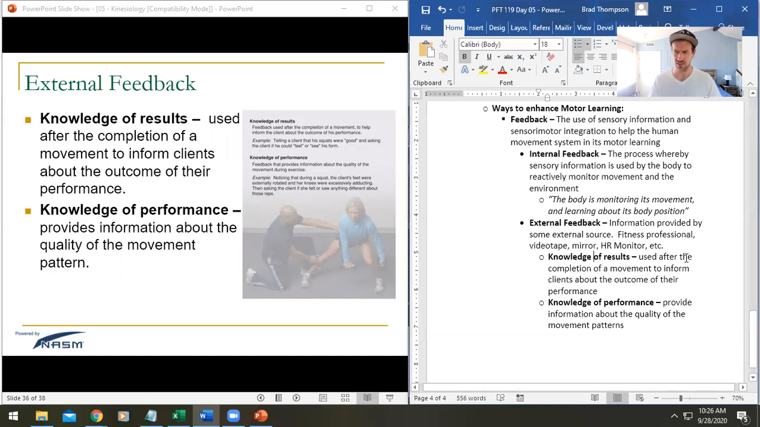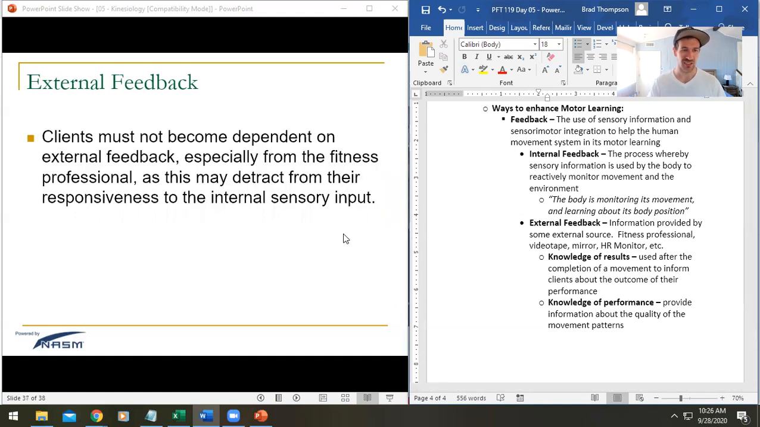Does that make sense, guys? Yeah, there's a fine line. It seems so similar. Honestly, you're probably not going to see a question related to the two of those. You'll see internal versus external, but I don't think you'll see a question like this. I could be wrong. But yeah, knowledge of results is like, good job. Knowledge of performance is good job because. Okay. That's knowledge of performance.